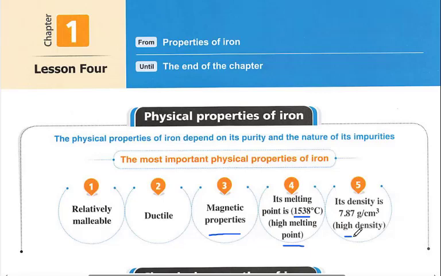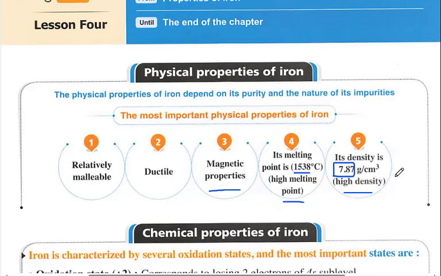Here it has a density of 7.87 gram per cubic centimeter. The density in the main transition elements ranges from 3.1 in scandium to approximately 9 in copper. So all of them have more density than water. So the density of iron equals 7.87 gram per cubic centimeter.